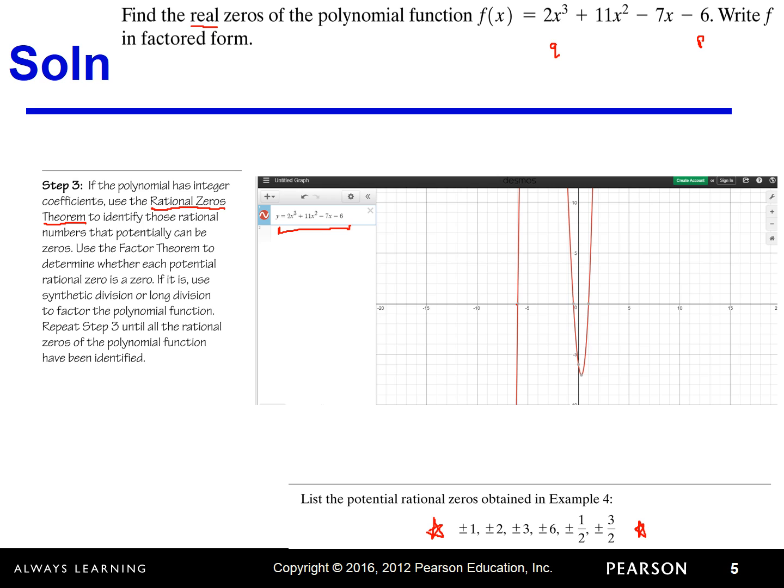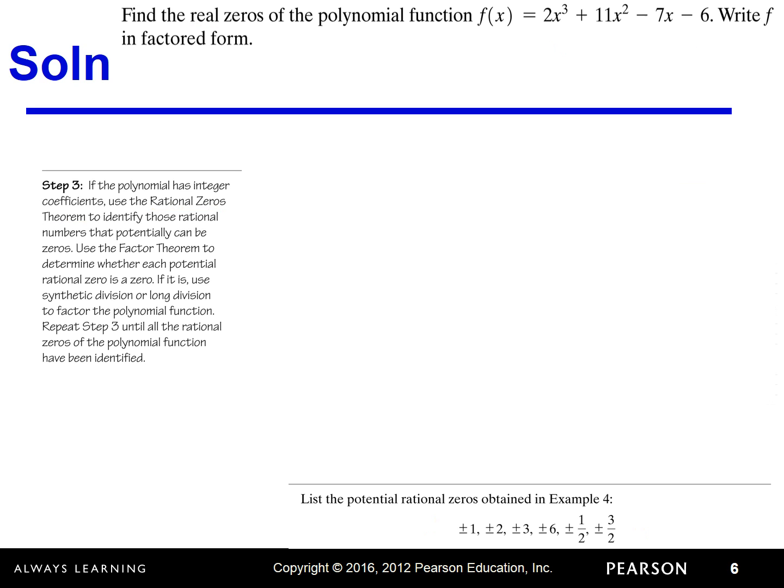And here's a 0 and an x-intercept. There's another x-intercept. There's another x-intercept of the graph. So apparently there are 3 x-intercepts. And so all 3 zeros are real. They may or may not be rational. Now let's get a better look at this.